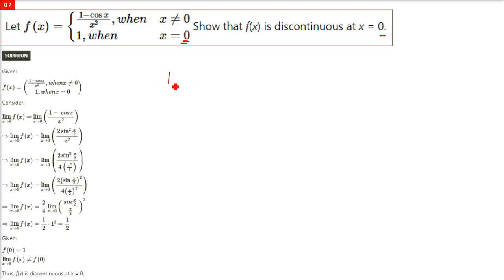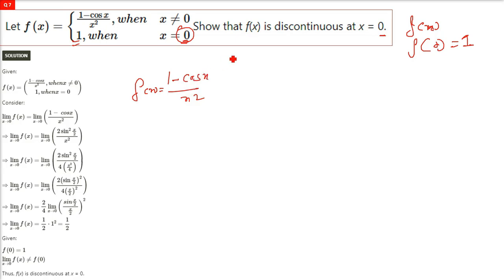So 1 minus cos x divided by x square, this is f(x), and at x equals 0 you get f(0) as 1. f(0) is 1. So for 1 minus cos x by x square, we'll use the formula.